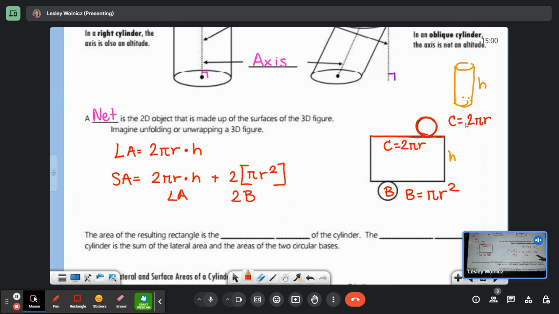So this is the general formula. Like the surface area is your lateral area plus however many bases you've got, right? Okay, specifically for a cylinder, the lateral area is what we found and then 2 of the circle areas. Easy peasy? Okay. The area of the resulting rectangle is our lateral area of the cylinder.